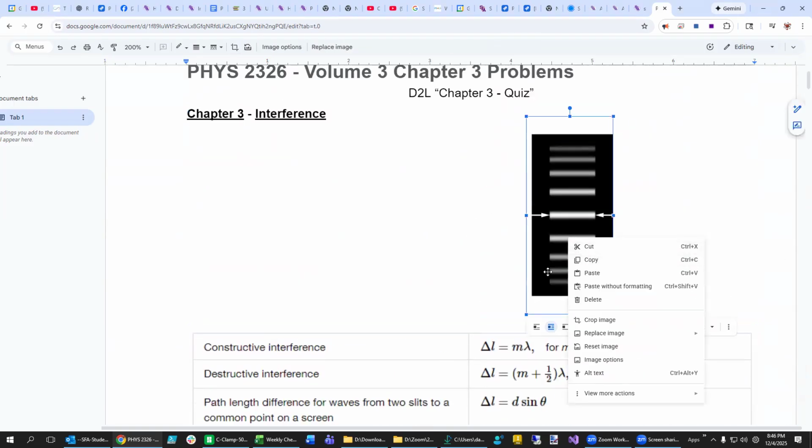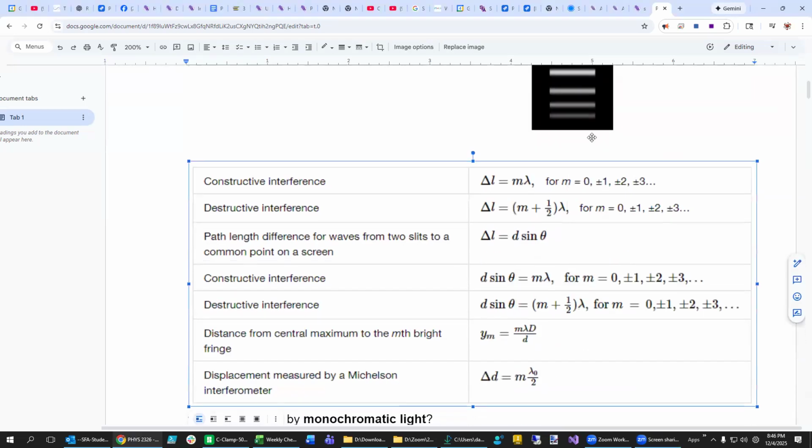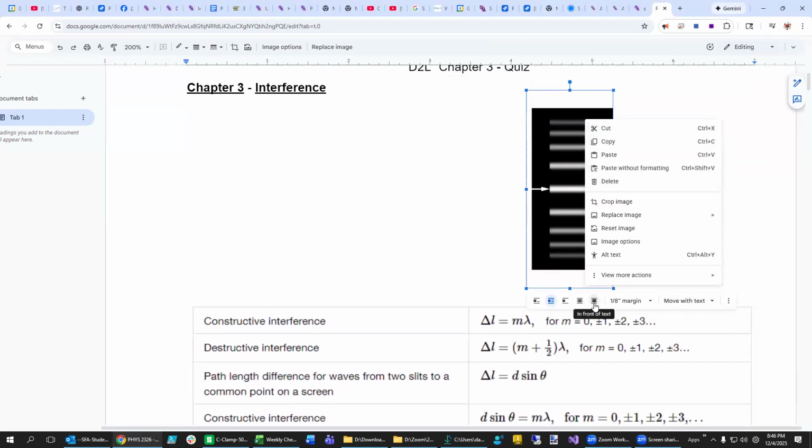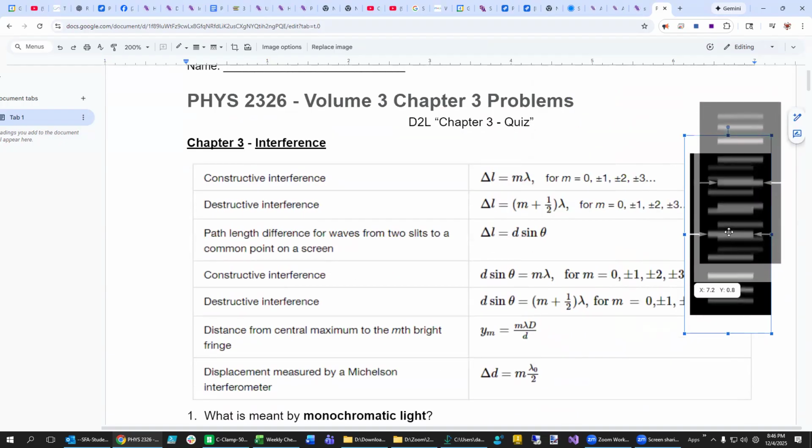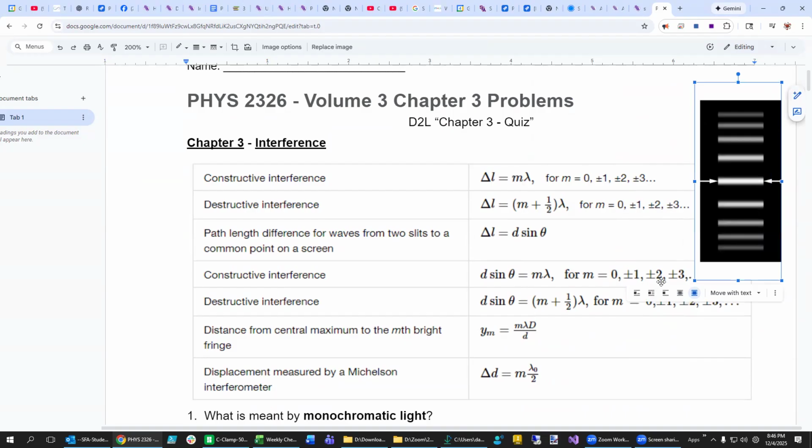Let's see if I can just make it hover now. Okay. And I think I see exactly what you're talking about here. Let's focus on the constructive interference one, where the m equals 0. It's this one right here. So that's the 0th order. And then here's the 1, 2, and 3 right there.